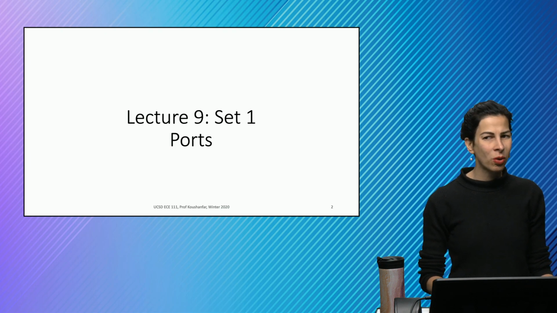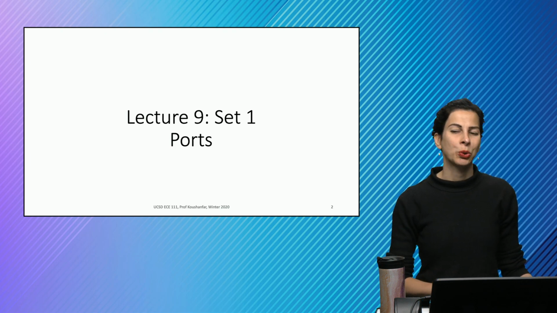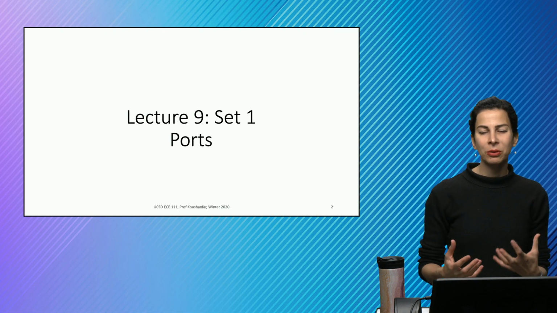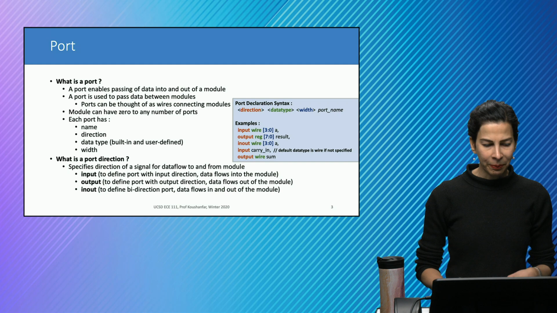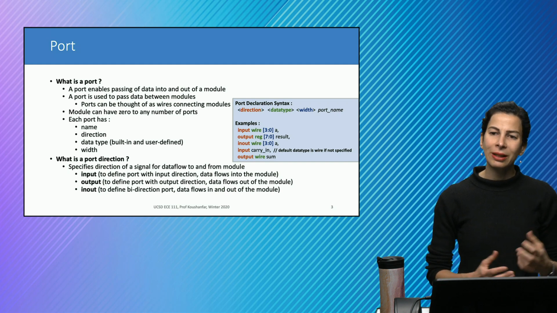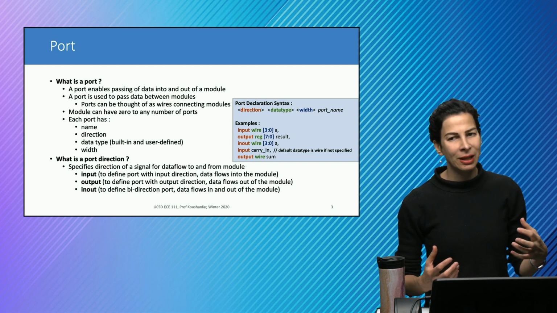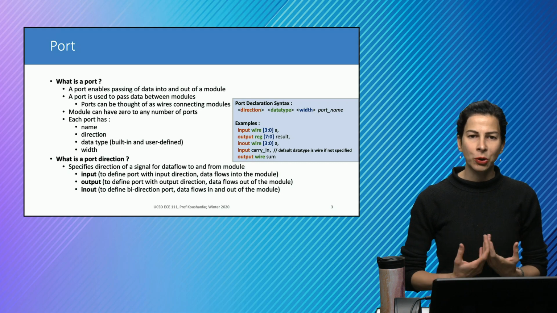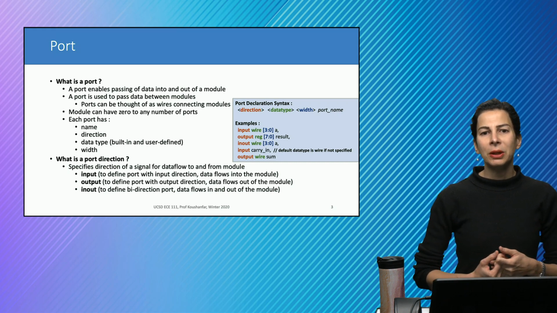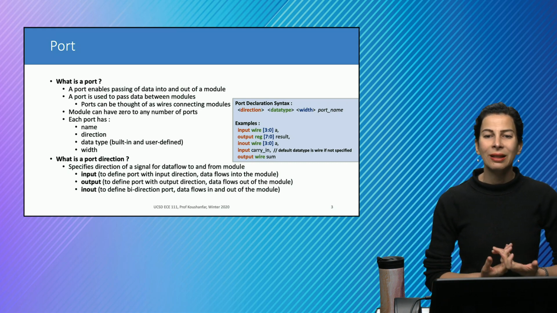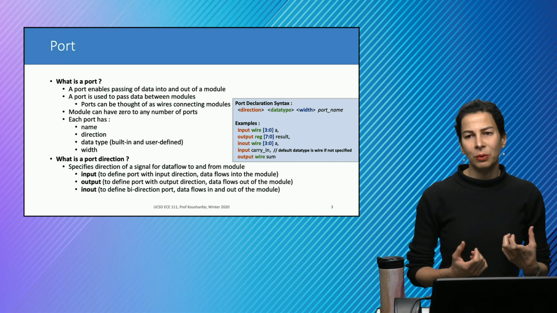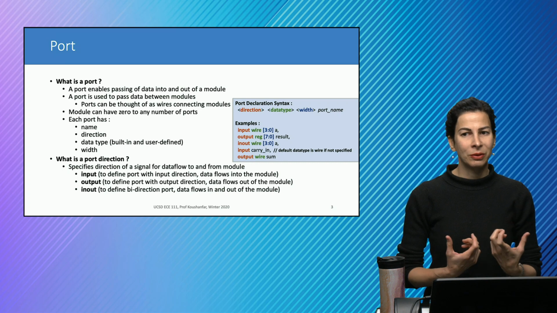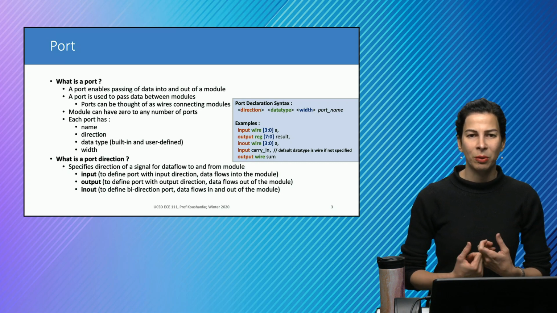Ports are really important because they interface the modules to each other, and they are used as a way to call each of the submodules in the program. So it really enables passing of the data in and out of a module. We could think of them as wires between modules, but there is also a direction that we could define for the ports.